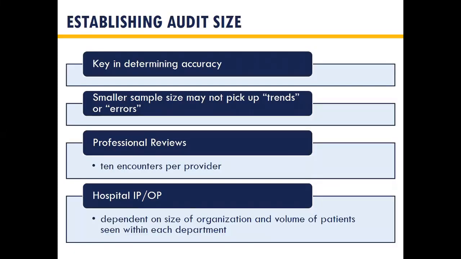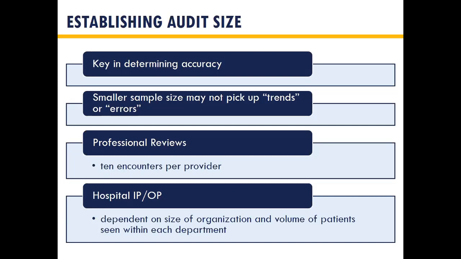So as I said, this is a key for determining accuracy. One thing we don't want to do is have too small of a sample size, because then we're not really able to identify trends. And also it might skew our accuracy rate. For example, if we only look at 5 records in the emergency department and we find that there is an element of error in each one of those, it's going to show that there's a 100% error rate in the emergency department billing and coding area. Well, that's probably not necessarily true.